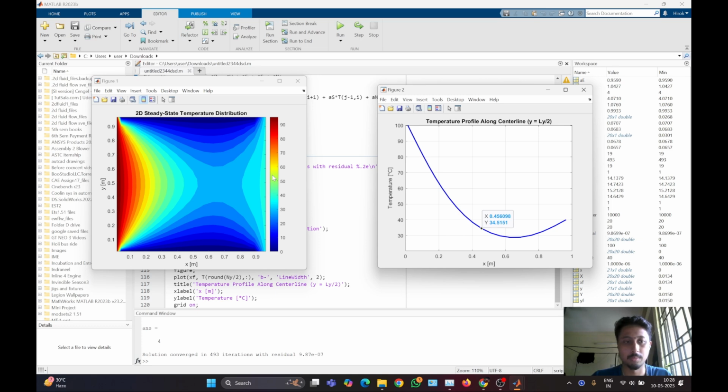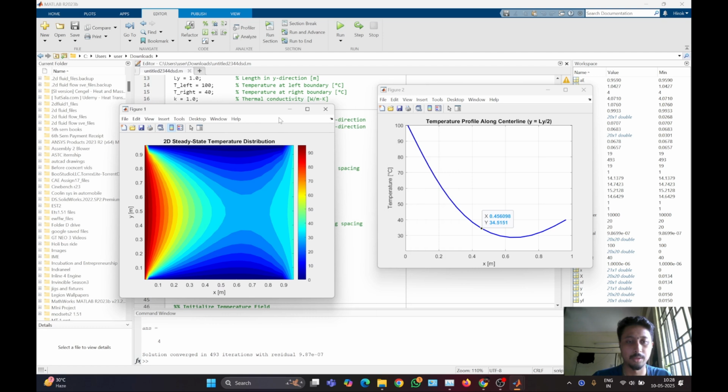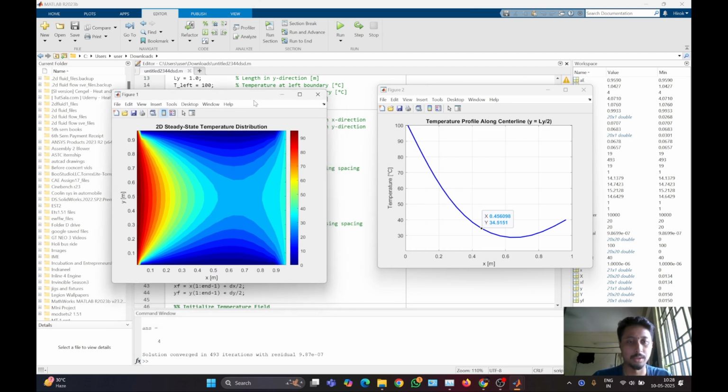In this way, we are able to plot how the temperature varies for the two-dimensional steady-state heat conduction equation using the FVM method with non-uniform grid spacing.